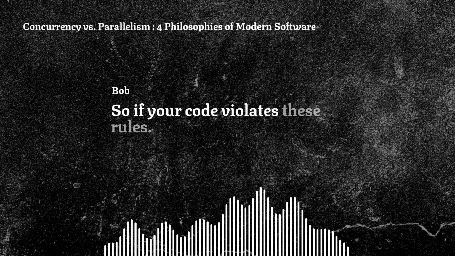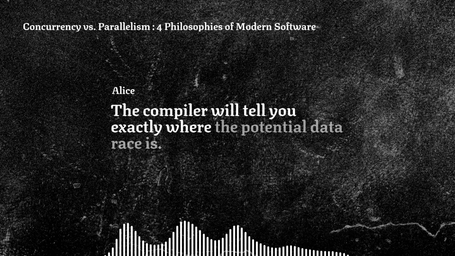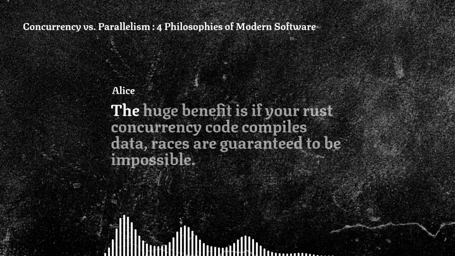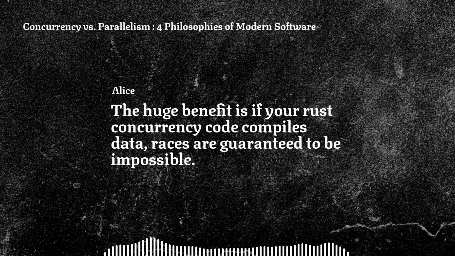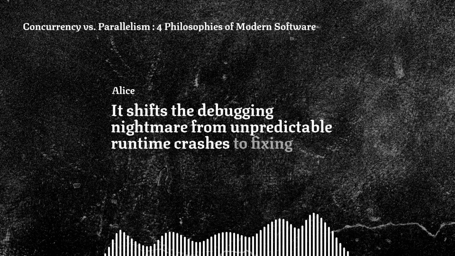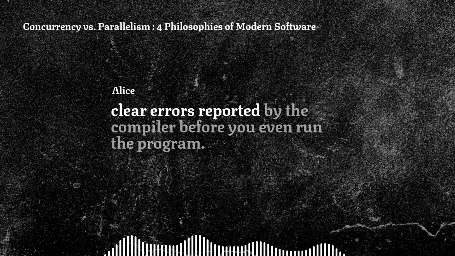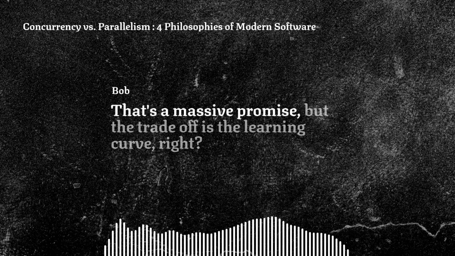So if your code violates these rules... It simply won't compile. The compiler will tell you exactly where the potential data race is. Wow. The huge benefit is, if your Rust concurrency code compiles, data races are guaranteed to be impossible. It shifts the debugging nightmare from unpredictable runtime crashes to fixing clear errors reported by the compiler before you even run the program. That's a massive promise.